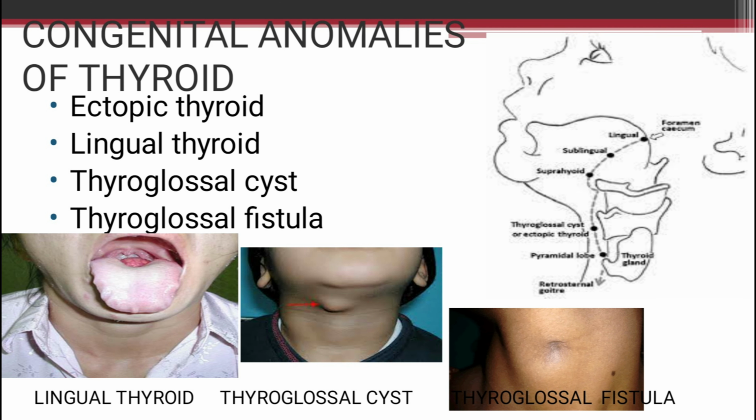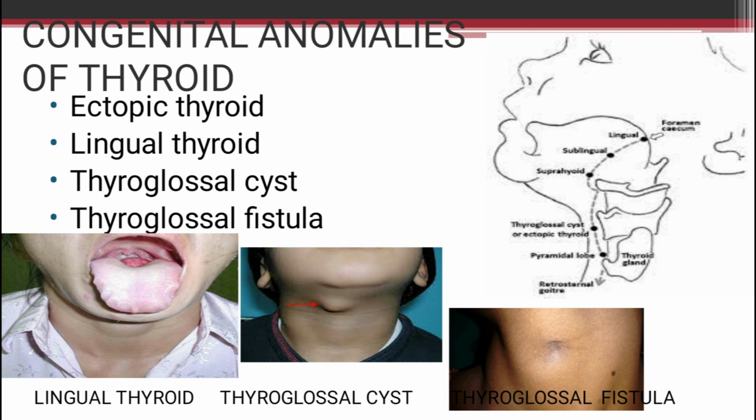First, we are going to see about congenital anomalies of thyroid gland. That is, defect in the development of thyroid gland. Ectopic thyroid, where the thyroid tissue may lie anywhere along the line of descent. That may be in the posterior part of the tongue or in the intrathoracic region too.